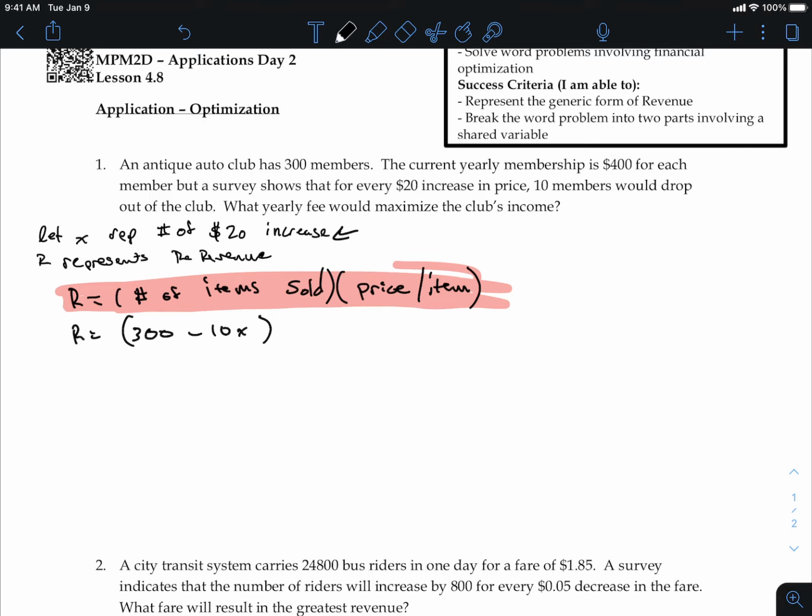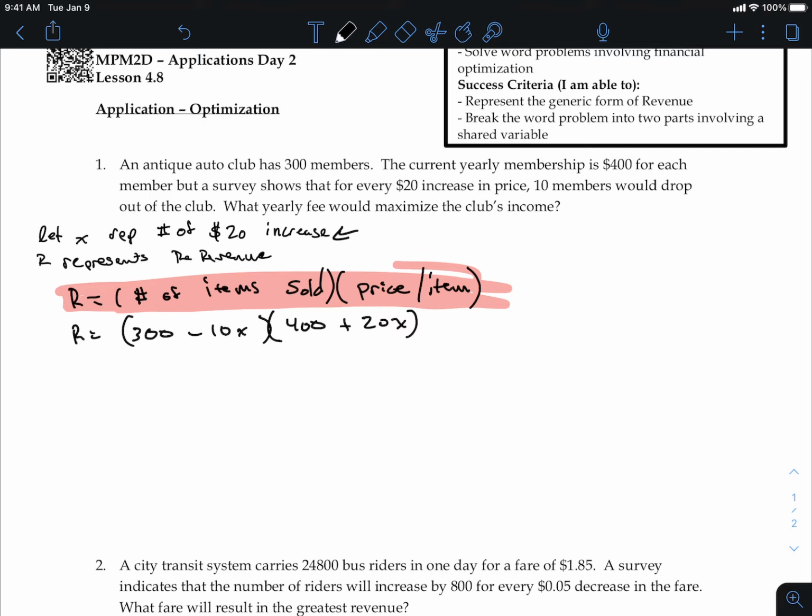Second part is the price. Well, what's your price? $400. And then you increase the price by $20 x number of times. Is that okay? Once you have those two things, you're on autopilot now. There's no more thinking, hopefully. You just keep doing questions until you reach the autopilot stage. That's the hard part of the question over, hopefully.